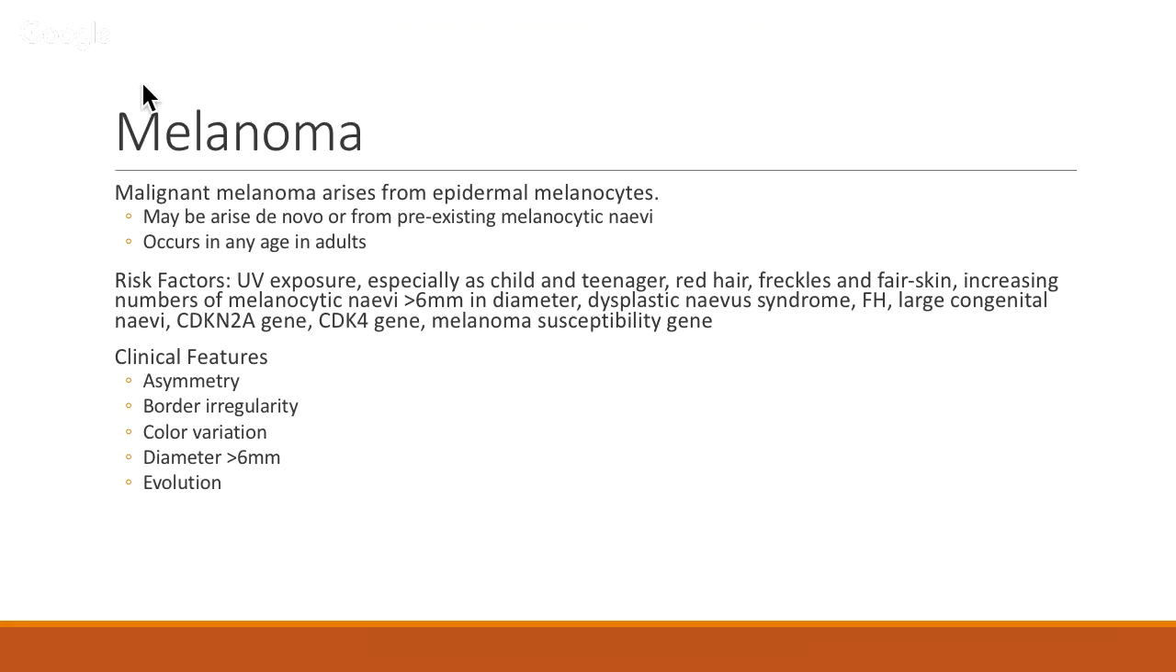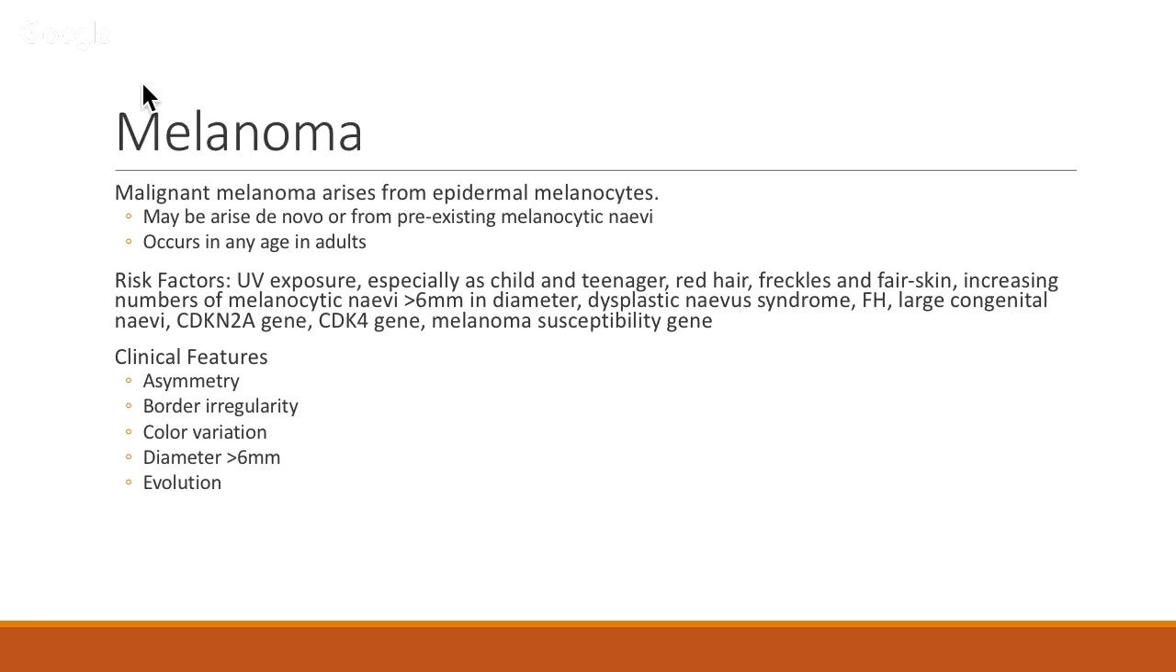So malignant melanoma arises from the melanocytes. Often it occurs de novo, so from a new lesion, rather than from an existing lentigo or a melanocytic nevi, and it occurs at any age in adults. Risk factors: UV exposure is the obvious one, but the other one with melanoma is just large numbers of melanocytic nevi. They generally say 50 to 100, but more than 25 still confers a risk, and the more you've got, the greater the risk. Large congenital nevi is the other risk, and then you've also got various genetic associations.